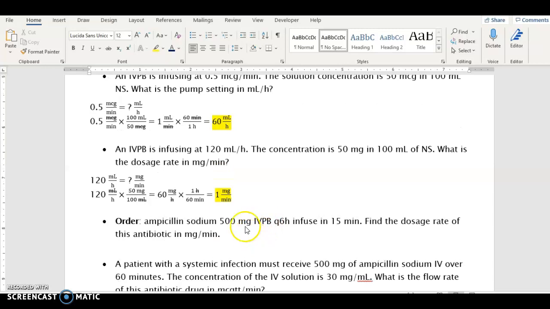Okay, so this is slightly different than the two previous examples. You notice that some of the information is missing. We don't know the concentration of the drug in the bag. In fact, we don't need it. For something like this, we want to avoid overcomplicating the problem, making it harder than it really seems. We have the amount of the drug. We have the time the IV is supposed to infuse, which is 15 minutes. And it's asking for the dosage rate in milligrams per minute.